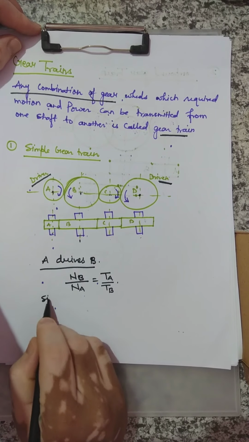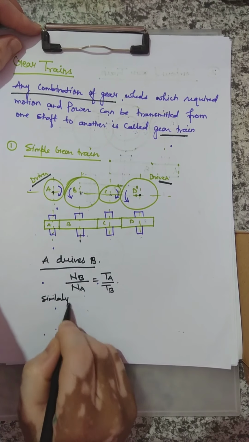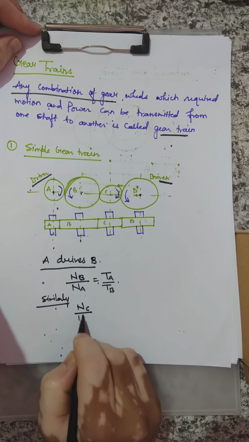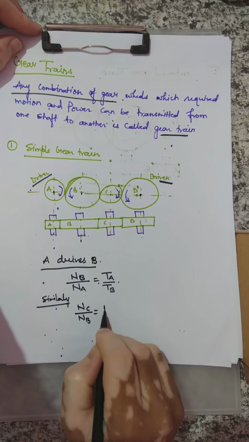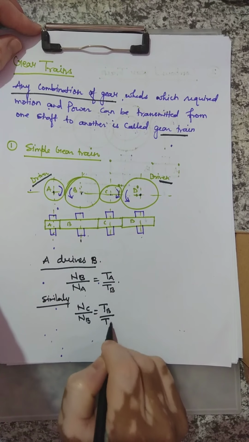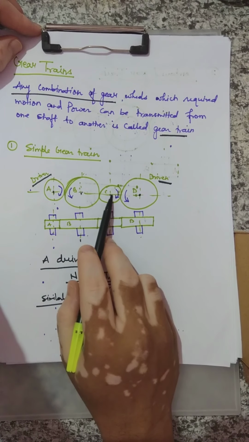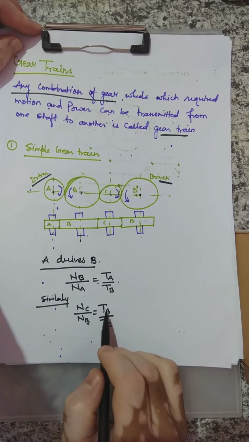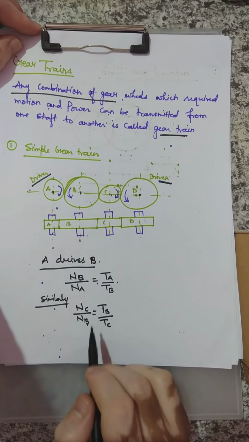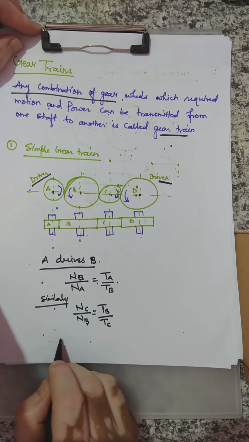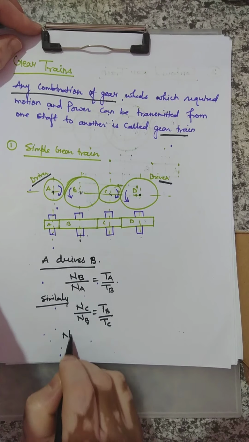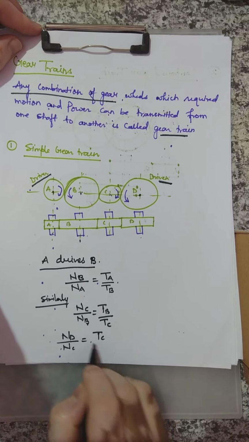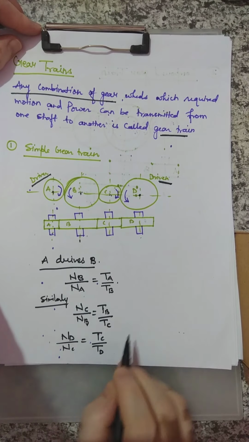Similarly, in the same way, NC by NB is equal to TB by TC. B rotates C, then what will be the combination of C and B? NC by NB is equal to TB by TC. And in the same way, ND by NC is equal to TC by TD, isn't it?